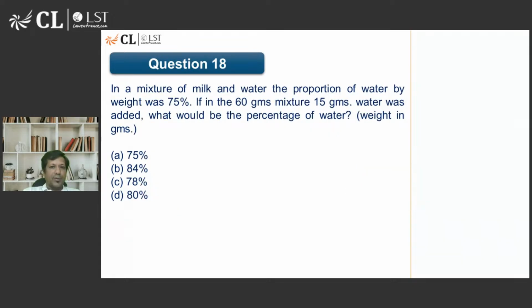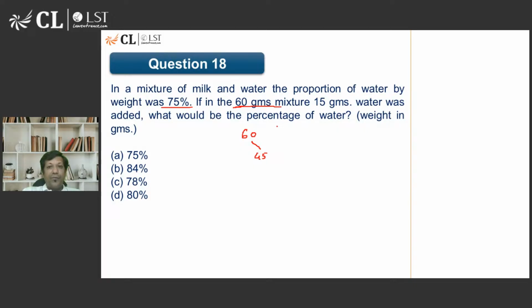Now, the next one. I hope everyone understood the previous question as well. Now it says, in a mixture of milk and water, the proportion of water by weight is 75%. 75% is what? 3/4. If in the 60 gram mixture, 15 gram water is added. So the mixture is 60 gram. Out of 60 grams, how much water is there? That is 3/4. 3/4 means 45.